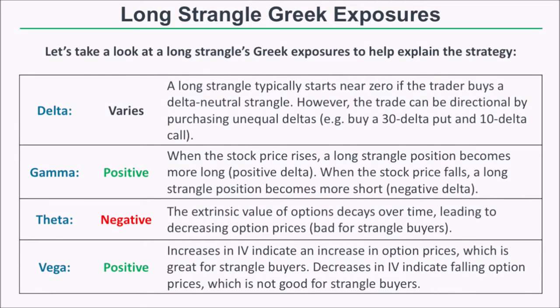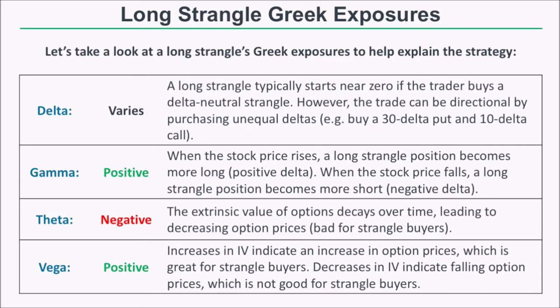And lastly, a long strangle's position vega is positive. That means that you profit from increases in implied volatility and lose money from decreases in implied volatility. That's because increases in implied volatility indicate that option prices are increasing, which is obviously great for strangle buyers. On the other hand, a decrease in implied volatility indicates that option prices are falling, which is not good for strangle buyers.